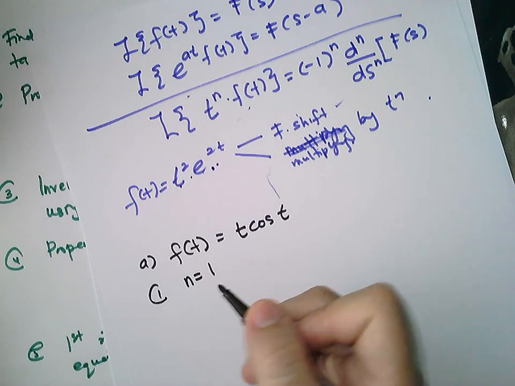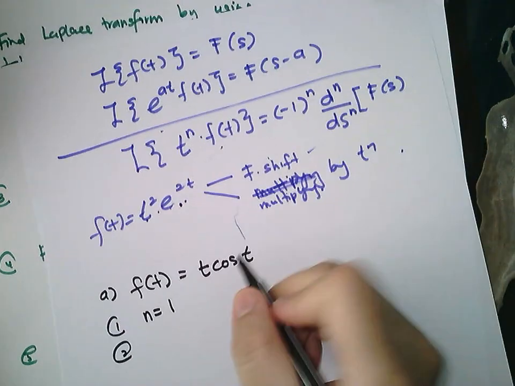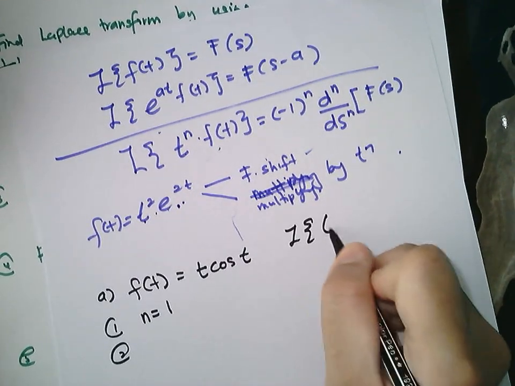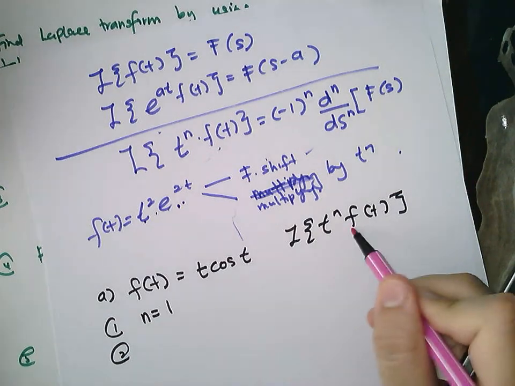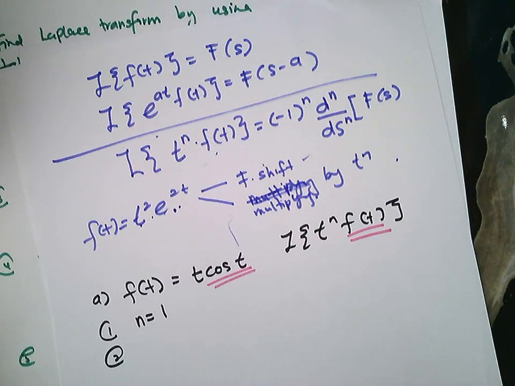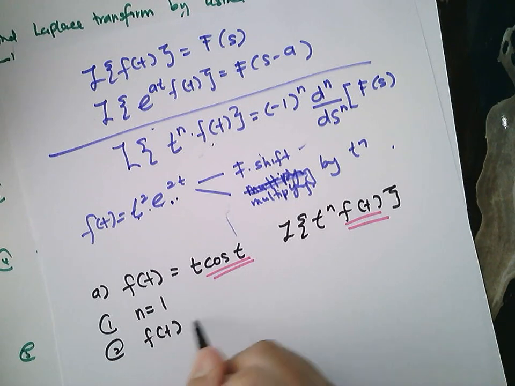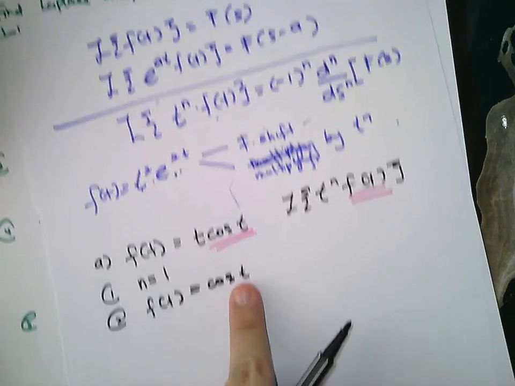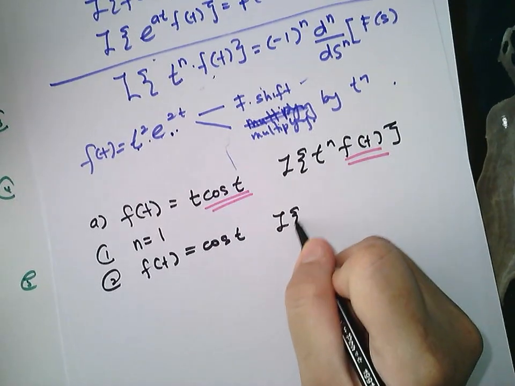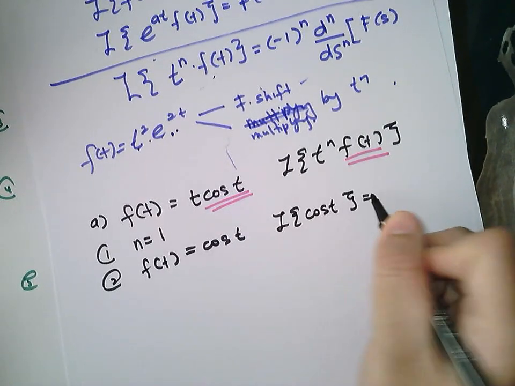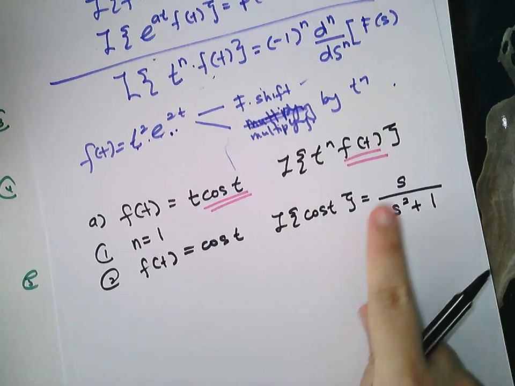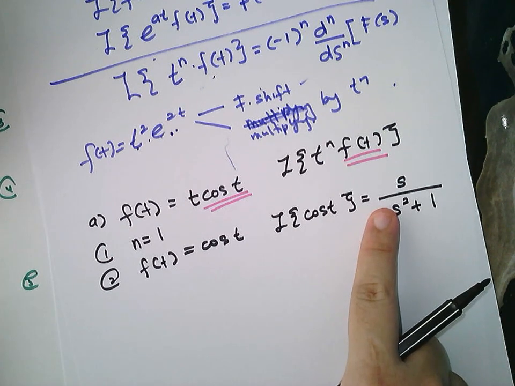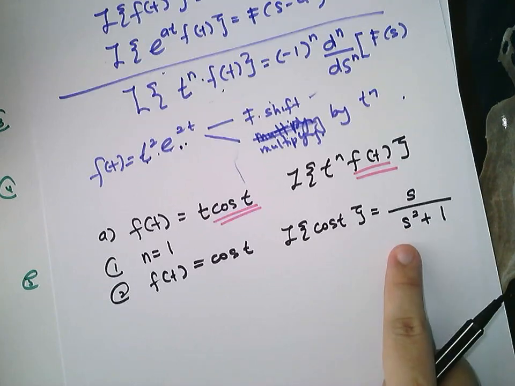The next one is, what is your f(t)? By comparing this with the general form t^n f(t), you know that your f(t) is equal to cos t. So get the Laplace of this one first. Laplace of cos t is equal to s over s squared plus 1. If you still don't know how I get this, please go back to my previous video.